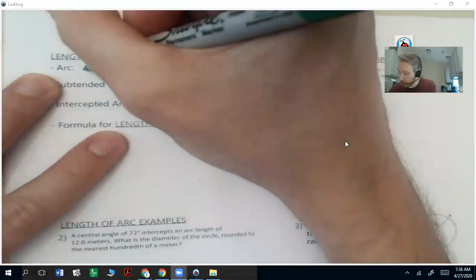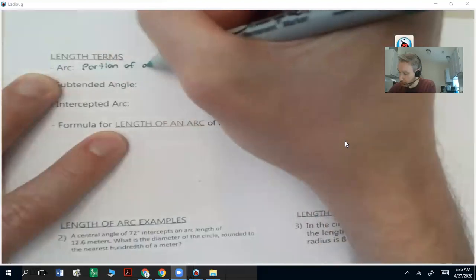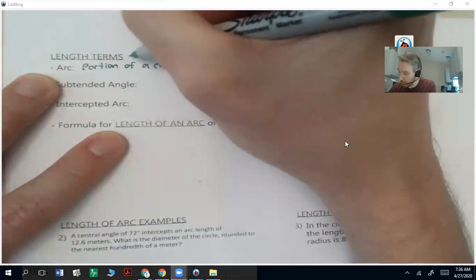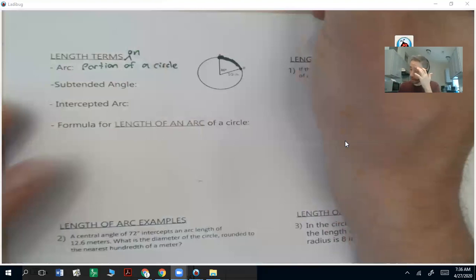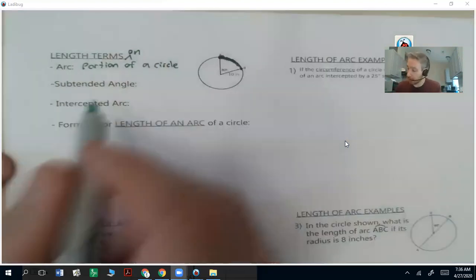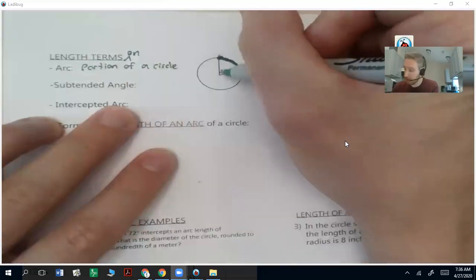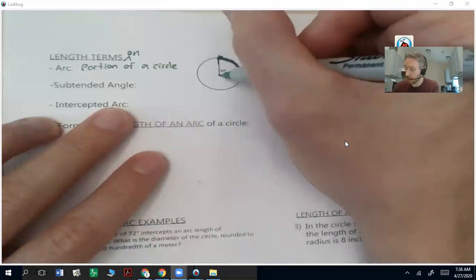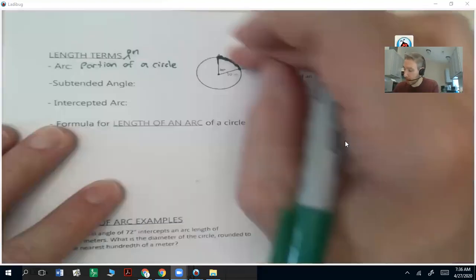So an arc is like the portion of a circle, not inside of a circle, a portion on a circle. You're going to see a couple other words: subtended angle and intercepted arc. A subtended angle is an angle that goes through usually the center of a circle. It doesn't have to be, but it's an angle that goes through the center of a circle such that the angle intercepts an arc on the circle.